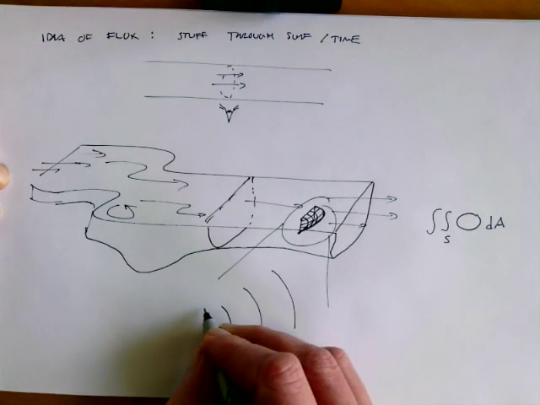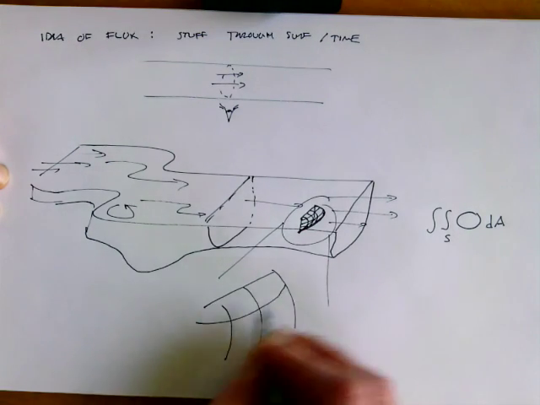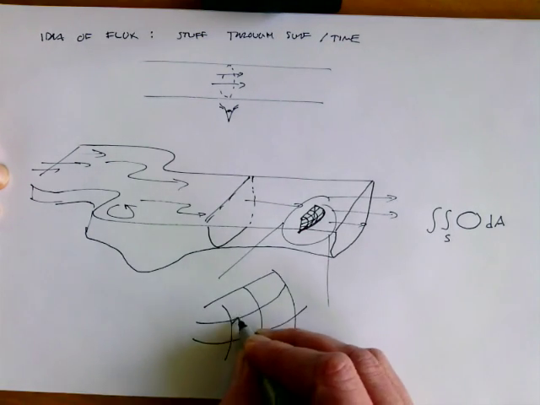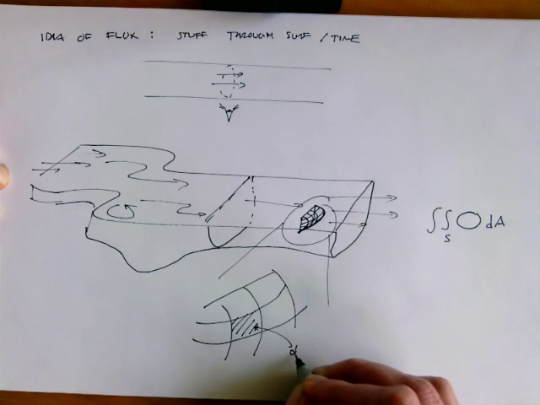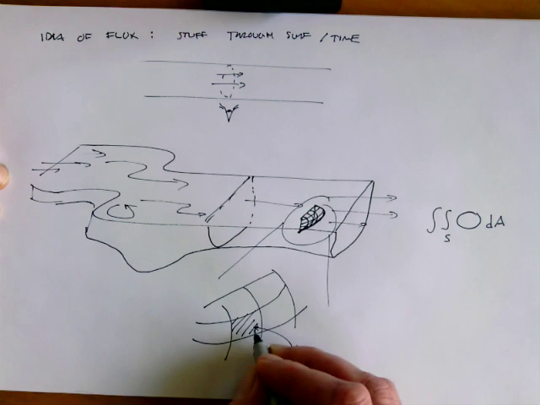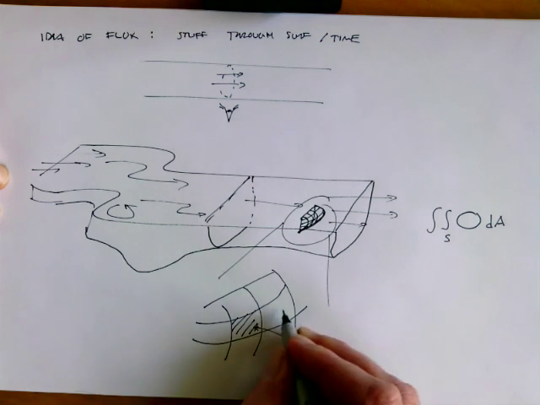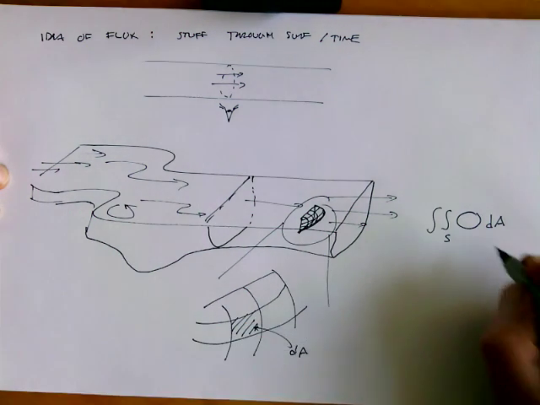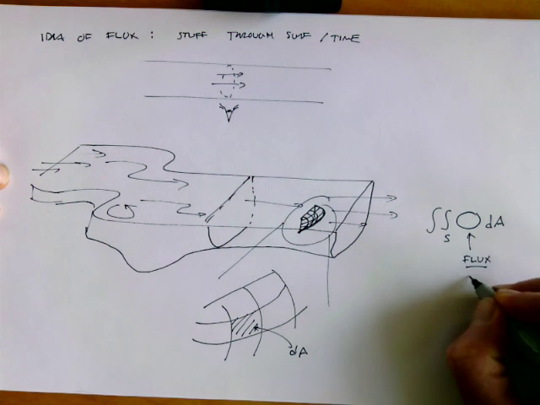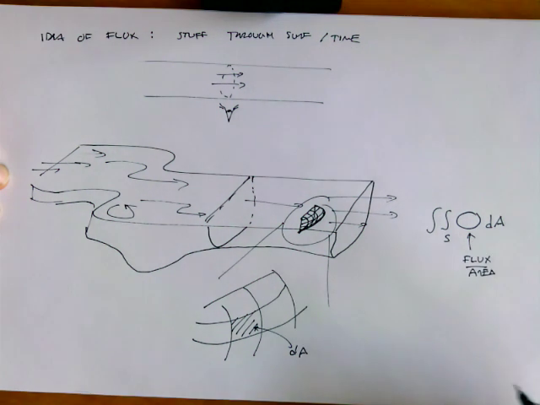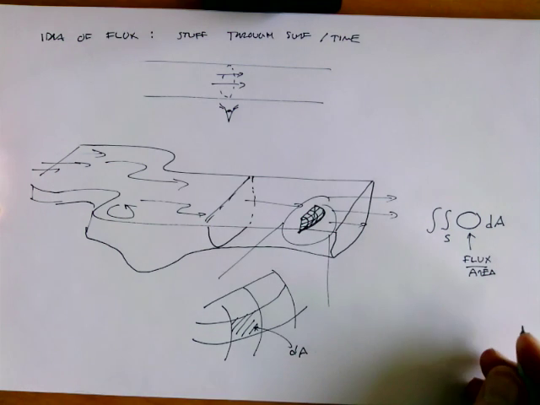so I've got this gill net, right? I've got some little area dA here, right? This is my differential area. And I'm asking the question, what's the flux through that bit of area? What's the flux through this bit of area? And I'm adding all that up, right? So this is the flux per unit area at that point on the surface, conceptually speaking.